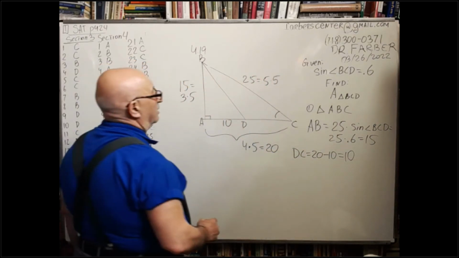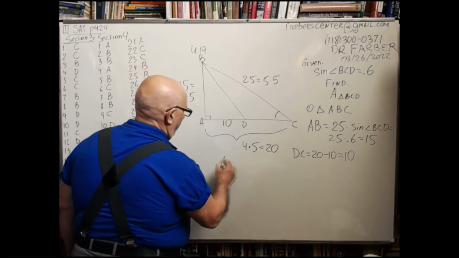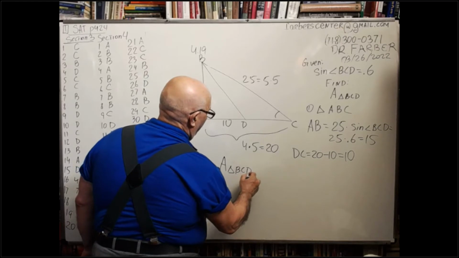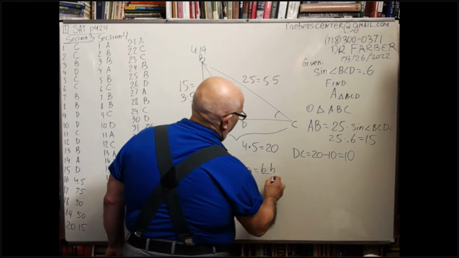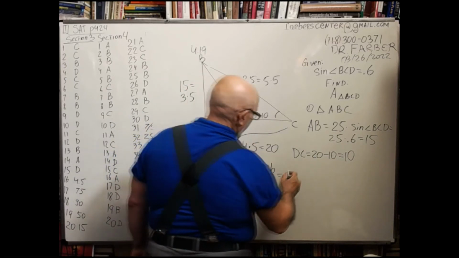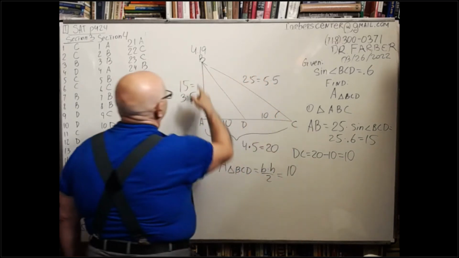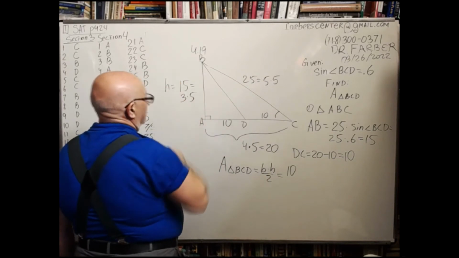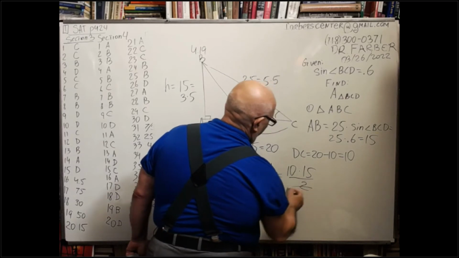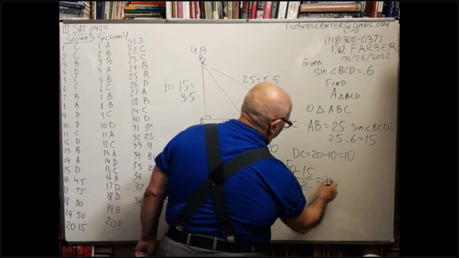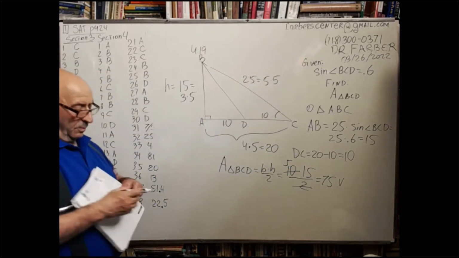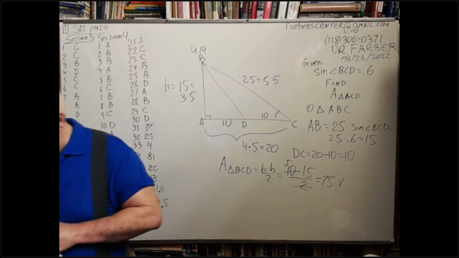And the very next step: area of triangle BCD equals base times height divided by 2. Which one? The base is 10. The altitude equals 15. Divided by 2. 2 goes into 10 five times, so it would be 75 square units. This was 419. So far, so good.